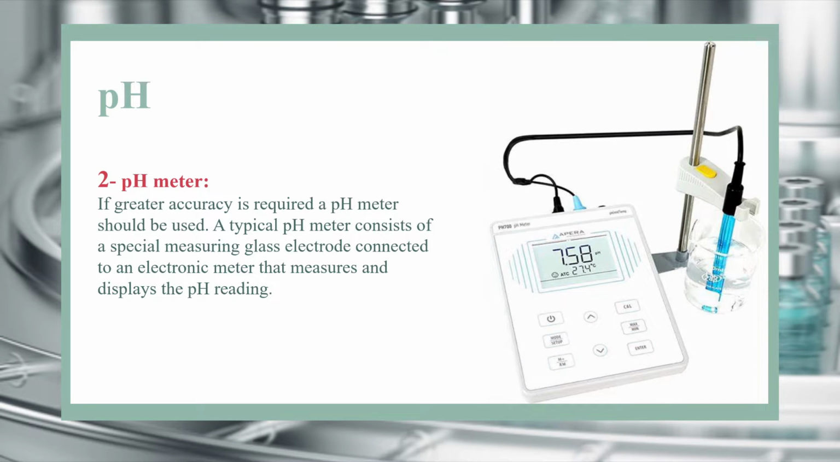2. pH meter. If greater accuracy is required, a pH meter should be used. A typical pH meter consists of a special measuring glass electrode connected to an electronic meter that measures and displays the pH reading.